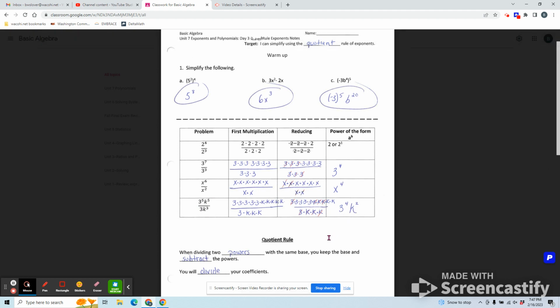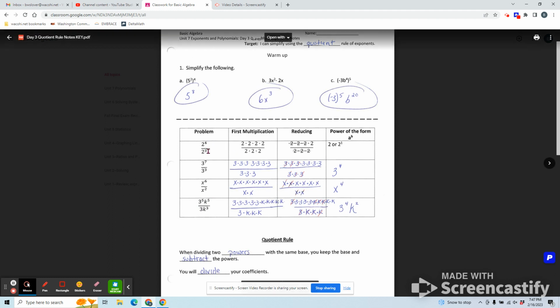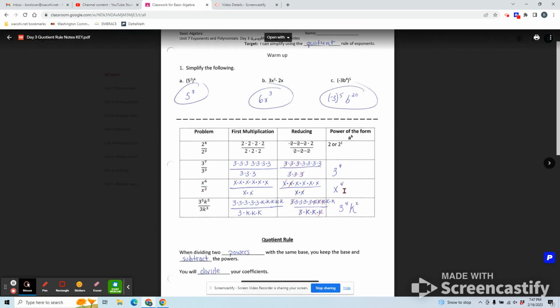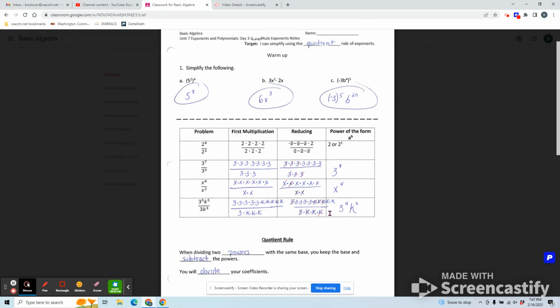Hopefully you were thinking subtract. If you do 4 minus 3, you get 1. 7 minus 3, you get 4. 6 minus 2, you get 4. 5 minus 1, 4. 5 minus 3, 2.